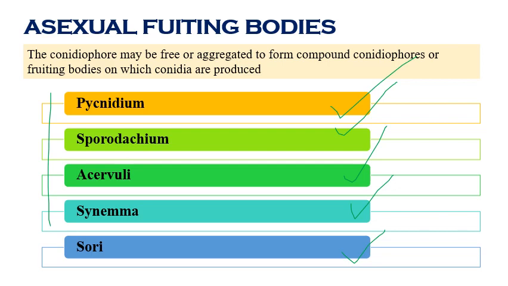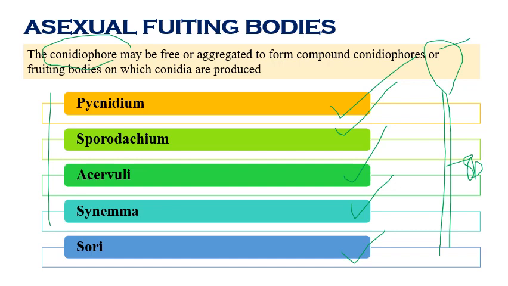One more thing is a conidiophore. If it is bearing conidia, it is called a conidiophore. Imagine a sporangiophore: it bears a sac-like or bulb-like structure called a sporangium. Similarly, if conidia are produced above a pore-like structure, it is called a conidiophore. These fruiting bodies are actually a combination or aggregation of compact conidiophores, which means these fruiting bodies originate from the conidiophores.